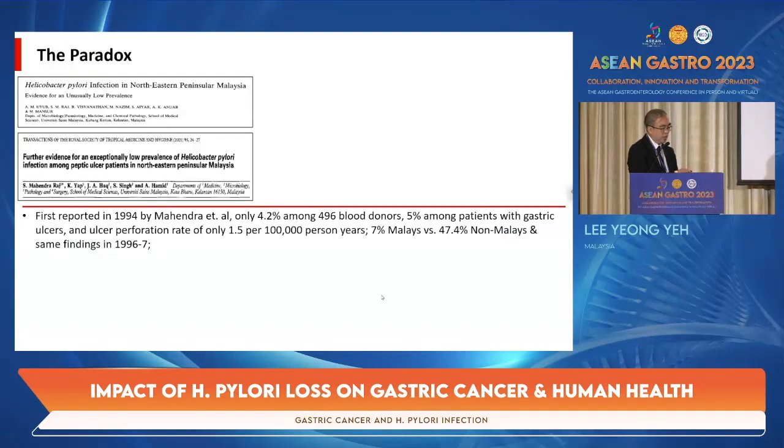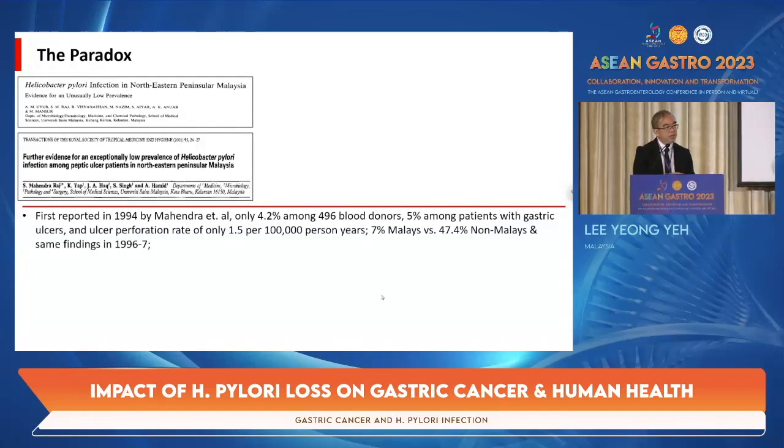This was first reported in 1994 by my colleague, Dr. Mahendra, who found only 4.2% Helicobacter pylori infection among blood donors, 5% among patients with gastric ulcers, and less than 2%, or 2 per 100,000 person-years, of perforation. This is certainly very low, something which is an uncommon observation. If you look at ethnicity, only 7% of Malays compared to 47.4% of non-Malays harbor the Helicobacter infection. And obviously, Malay ethnicity has a lower prevalence.